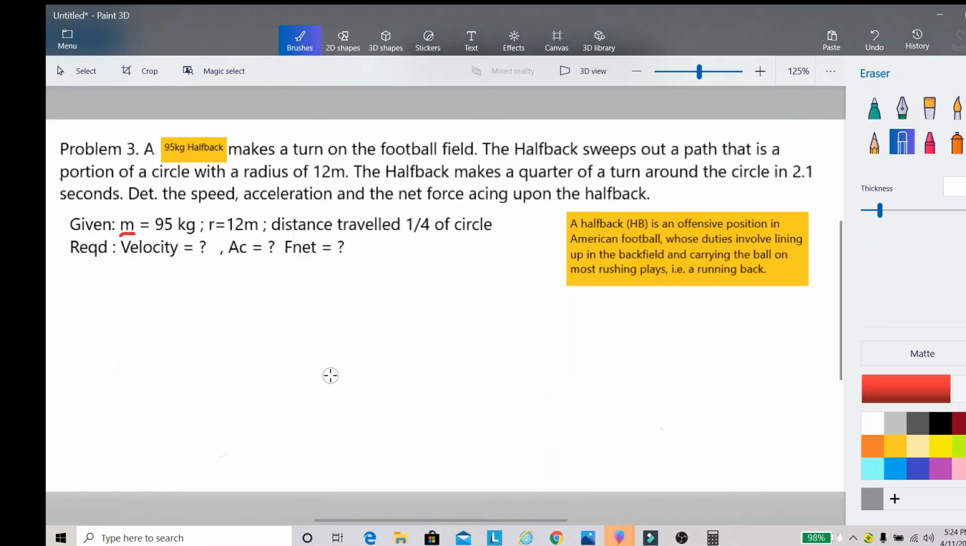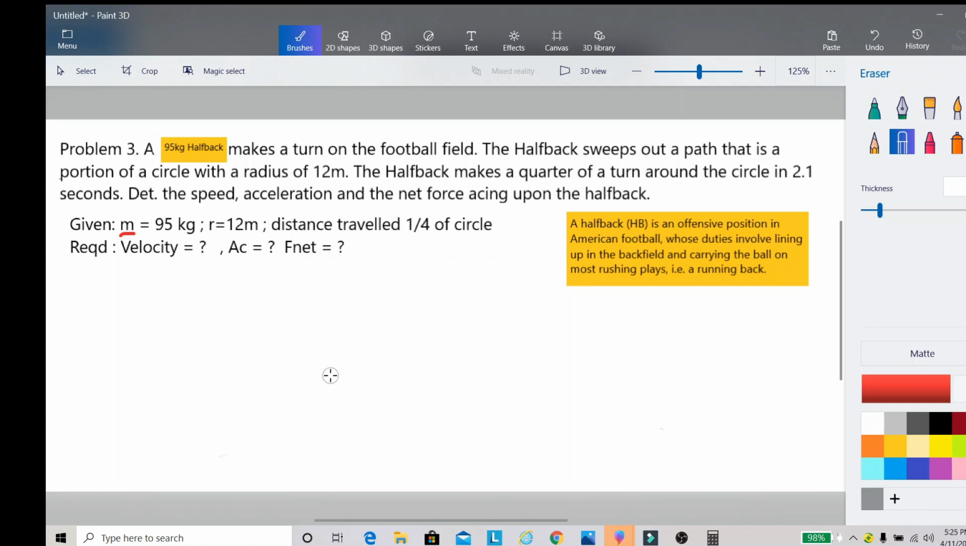Okay, we have another problem here. A 95 kilogram halfback makes a turn on the football field. The halfback sweeps out a path that is a portion of a circle with a radius of 12 meters.